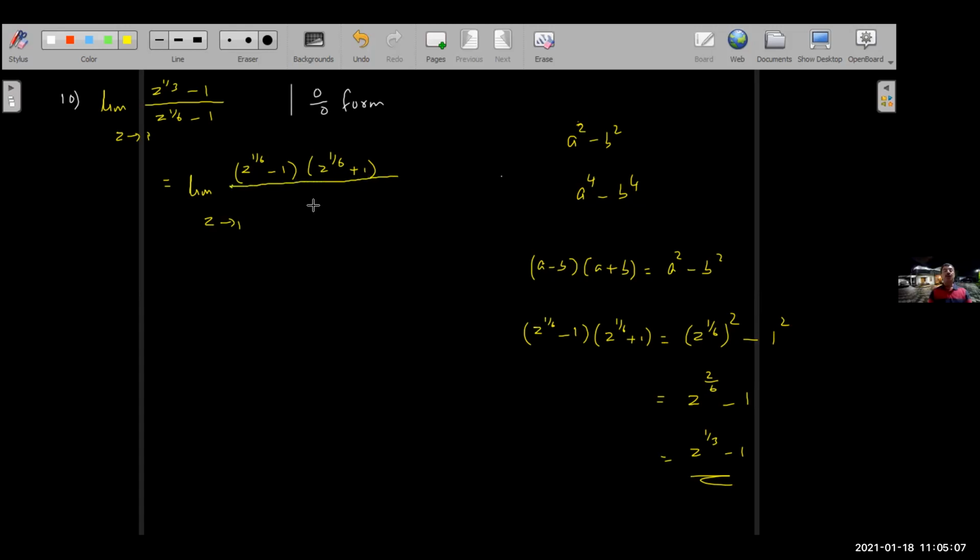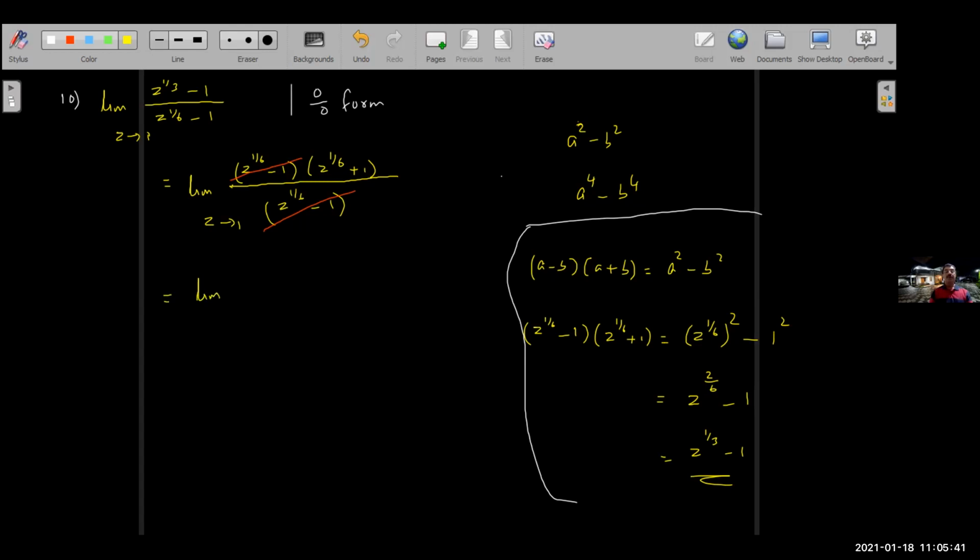Divided by the denominator, which is z raised to 1 by 6 minus 1. If you have this one, you can try inside, for understanding. Now what can be done? Z raised to 1 by 6 minus 1 cancels. Left out.